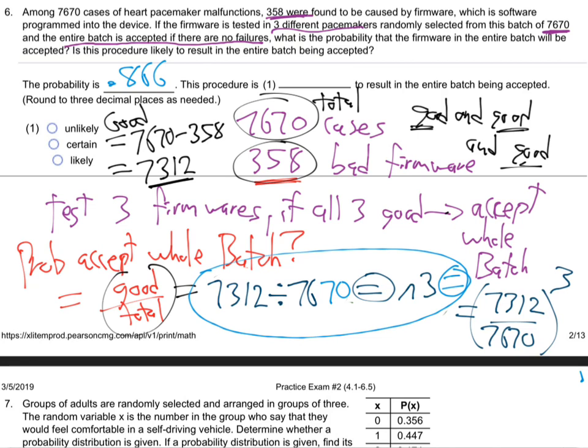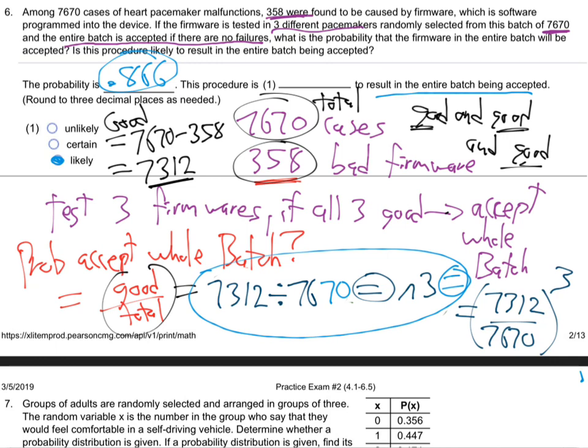Is that a good idea? That's a terrible plan, right? There's an 86% chance they're going to let that batch get through that's got 358 bad pieces in it. That's not a good plan. Does that make sense? So the procedure is likely to result in the entire batch being accepted, right? That's likely, isn't it?